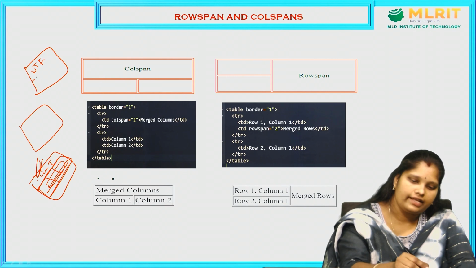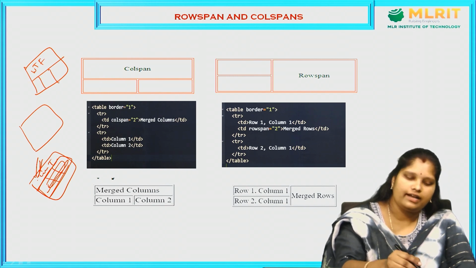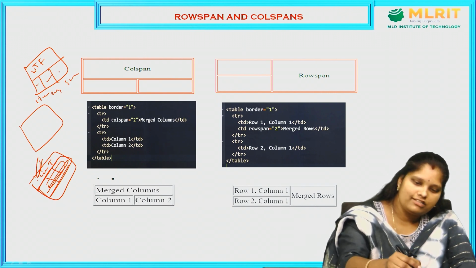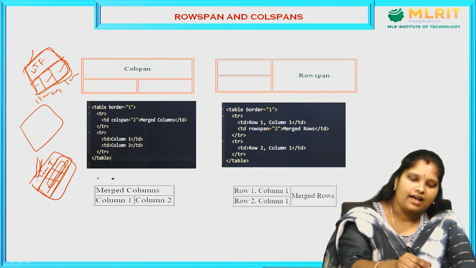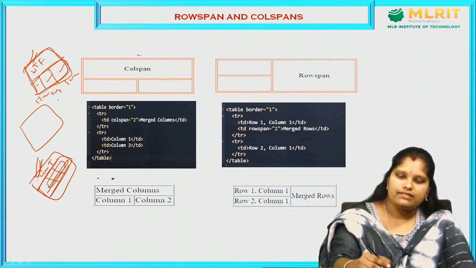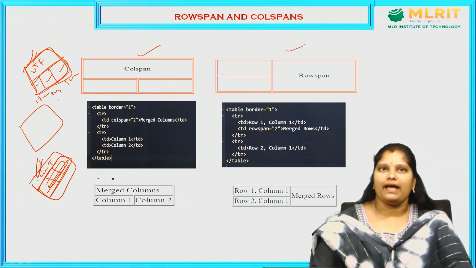WTF, next 3 periods, timings are there, right? 1:30 to 2:20, 2:20 to 3:10, 3:10 to 4, like this, right? So these 3 slots are having only one name. These 3 periods are having WTF lab, right? When we are using this column span and row span, right?